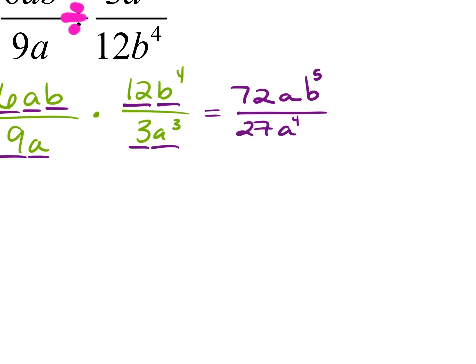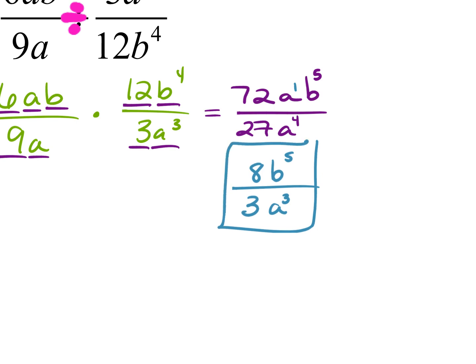What are 72 and 27 both divisible by? 9. So if we reduce that, it'll be 8 over 3. What happens with your a's? One of them gets crossed out on both, right? If you're subtracting a to the first minus a to the fourth, 1 minus 4 is a negative 3. So you have a to the negative third on top, or you can just keep it in the same place as the bigger one and subtract. 4 minus 1 is 3. But you still have your b to the fifth as a numerator, and that will be your final answer. Questions on that one?